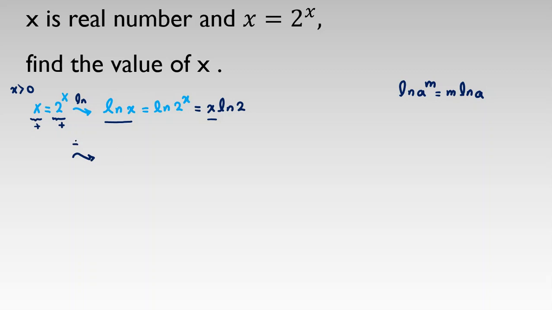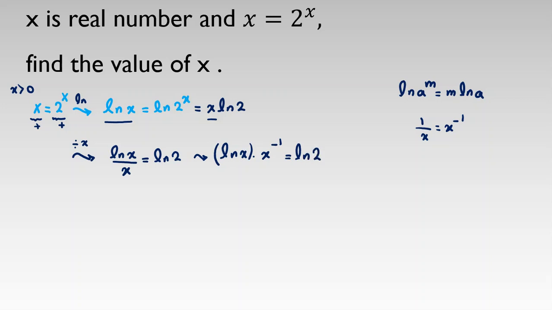Now, if I divide both sides by x, it will be ln of x over x equals ln of 2. I know that 1 over x equals x to the power of negative 1. So I can write ln of x times x to the power of negative 1 equals ln of 2.